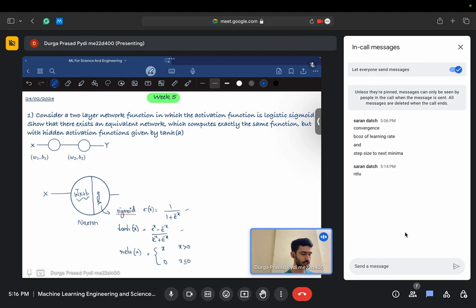Essentially, what I am doing now is writing y as a function of a neural network with sigmoid activation function of x. Can I write this using a tanh function?